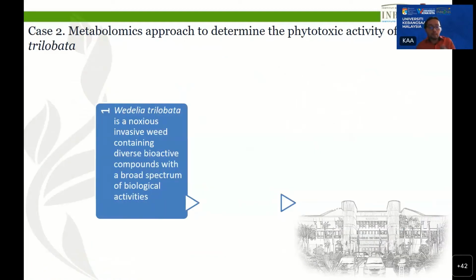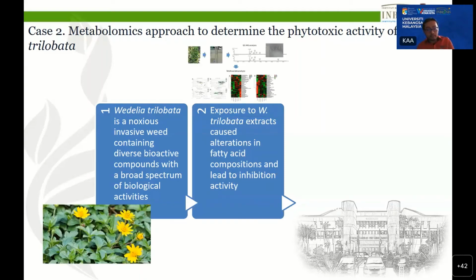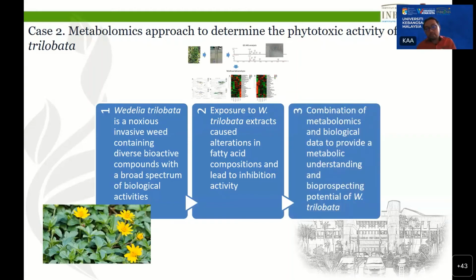So as a conclusion for this study, we found out that 𝐕𝐺 turbata is a noxious invasive weed containing diverse active compounds with a broad spectrum of biological activities, especially the phytotoxicity activity. Here we found that exposure to 𝐕𝐺 turbata extract can cause alteration in the fatty acid composition and lead to inhibition activity, especially from the essential oil. And the combination of metabolomics and biological data, or chemometrics, can provide a metabolic understanding and bioprospecting potential for 𝐕𝐺 turbata.